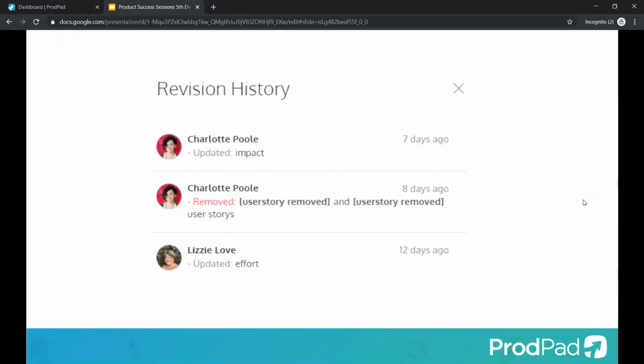And another thing we do to help you, if you've got multiple people working on the same idea and helping with scoping, we have revision history. So at any point, if you want to have a look at what's been changed, you can have a look, keep track of that, and then revert it back if you did need to for whatever reason.